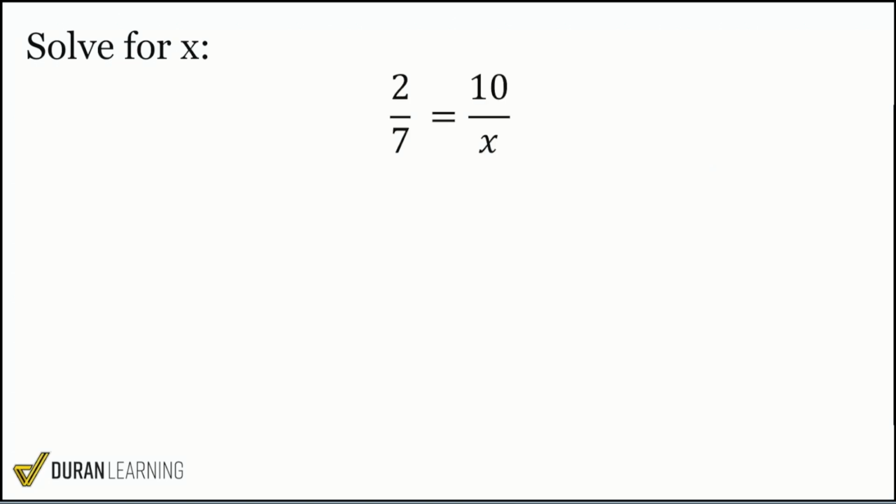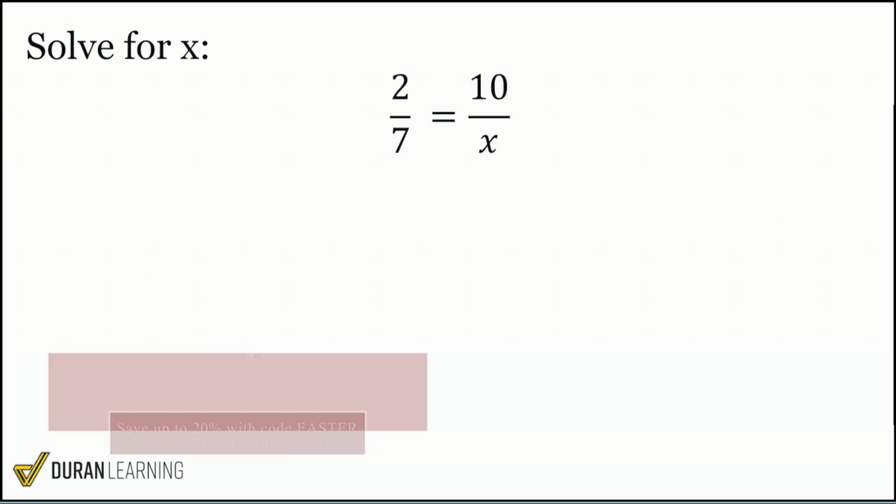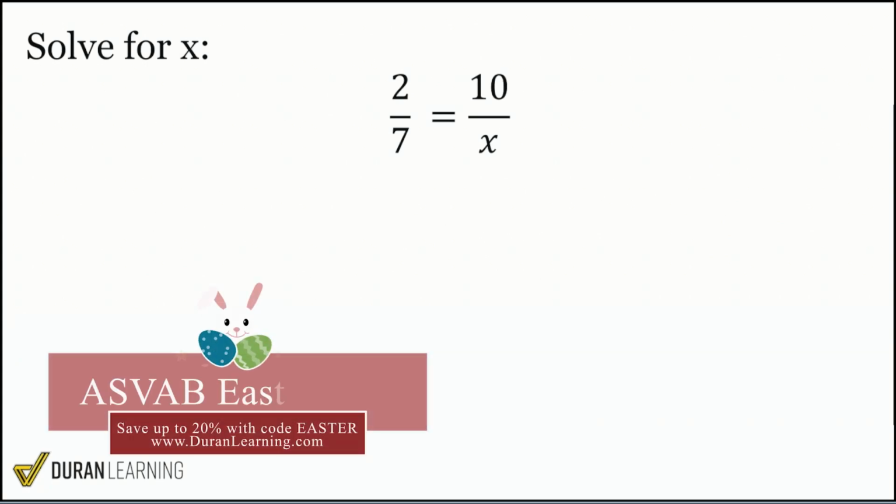So here's the next one. We got 2 over 7 equals 10 over x. It's going to switch up where the x is in this problem just a little bit. So we have 2 over 7 equals 10 over x. Let's just go straight up with the default situation. Let's just cross multiply and divide. Let's just see how quickly that can get done.